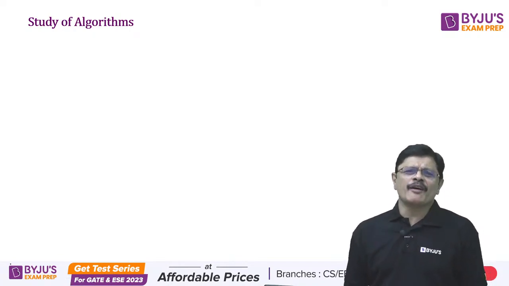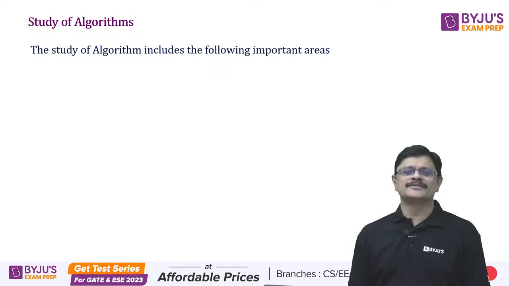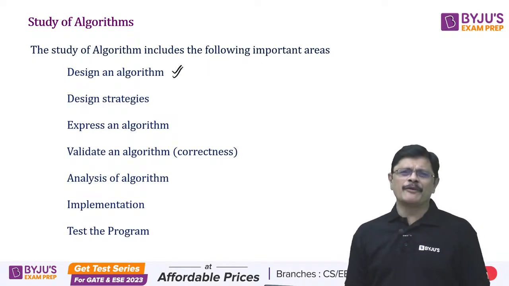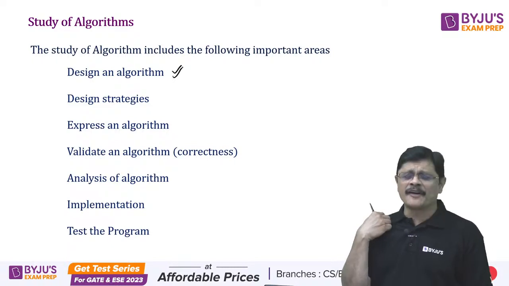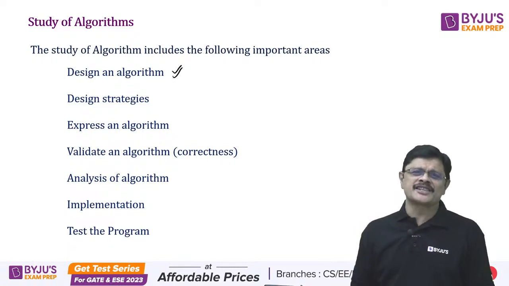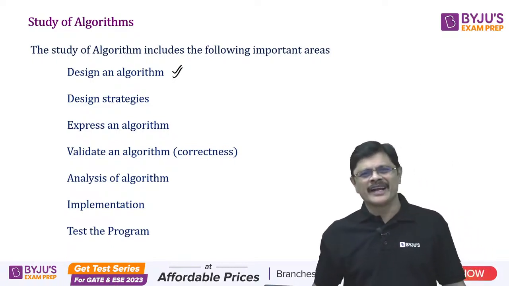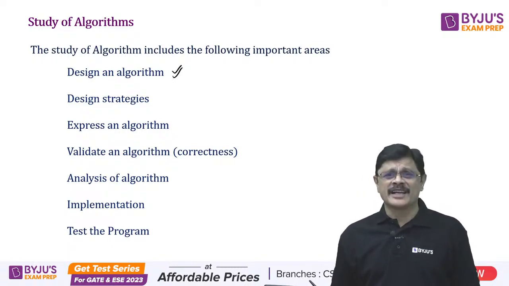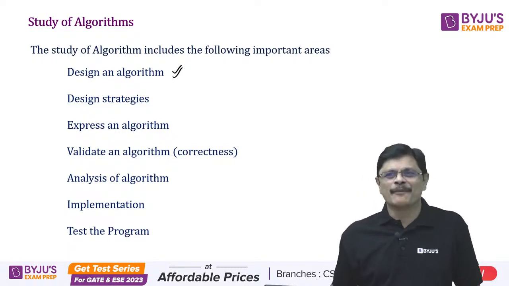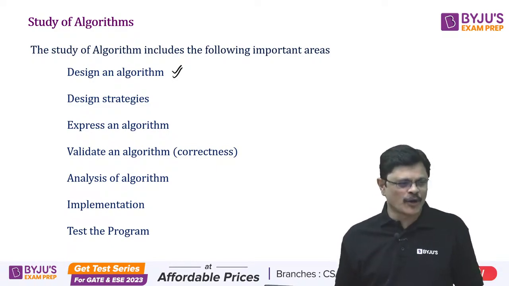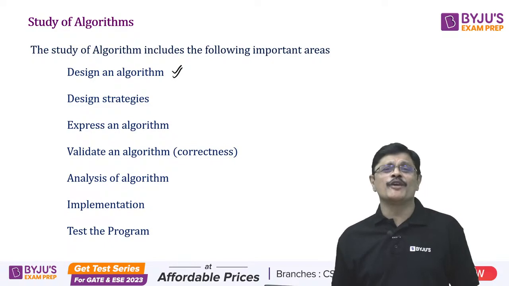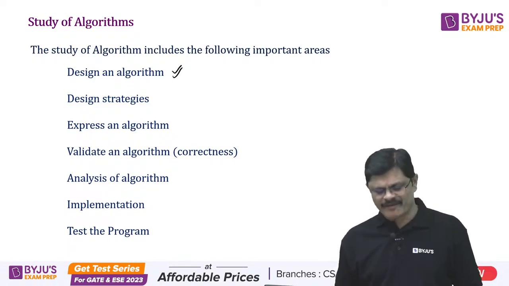The study of algorithms mainly deals with the following things, like designing of an algorithm, where we discuss different design strategies like divide and conquer, greedy, dynamic programming, etc. And how you express an algorithm. Once you learn programming, you can express it in a programming language, but generally we use a high level description of the algorithm, which is called pseudocode.